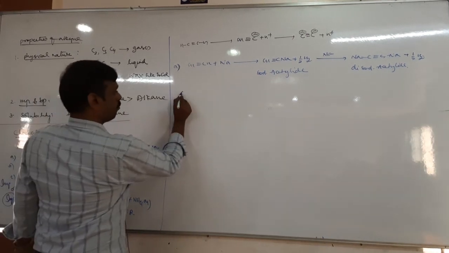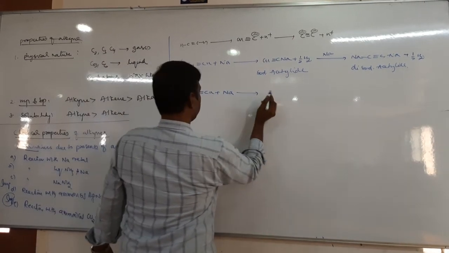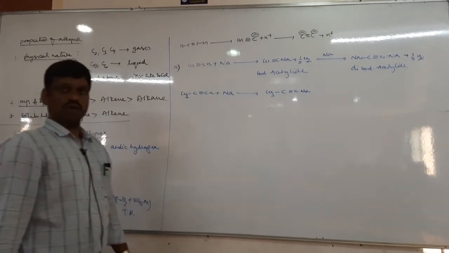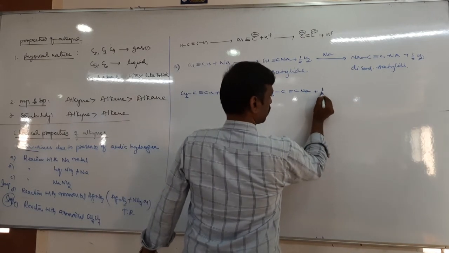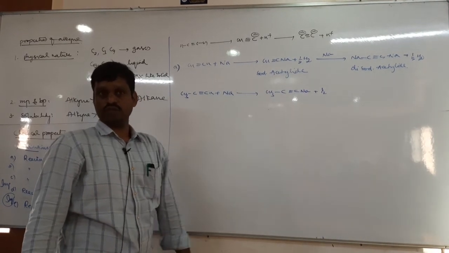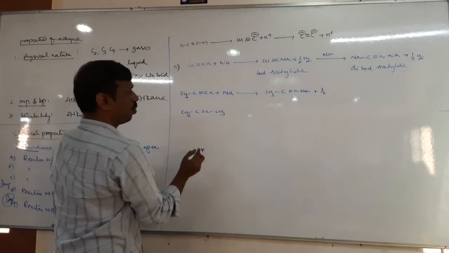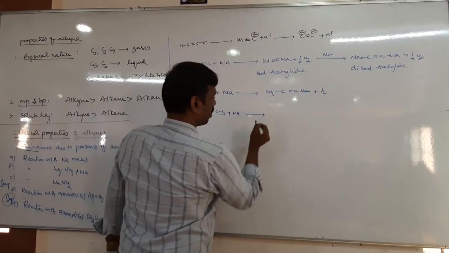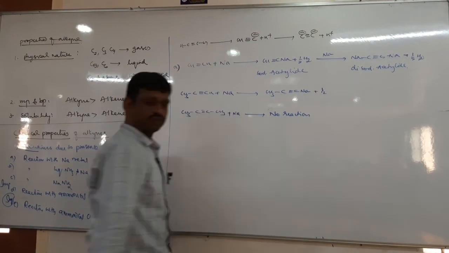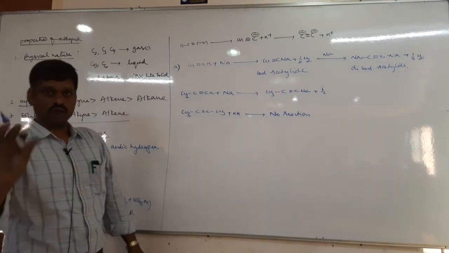Similarly, for example, if you take propyne, propyne reacts with sodium metal and liberates only half hydrogen, right? Now, can it further react with sodium metal? No, it has only one acidic hydrogen. Similarly, let us take butene. Butene reacts with sodium metal. What is the product? No reaction. Why is there no reaction? No acidic hydrogen.